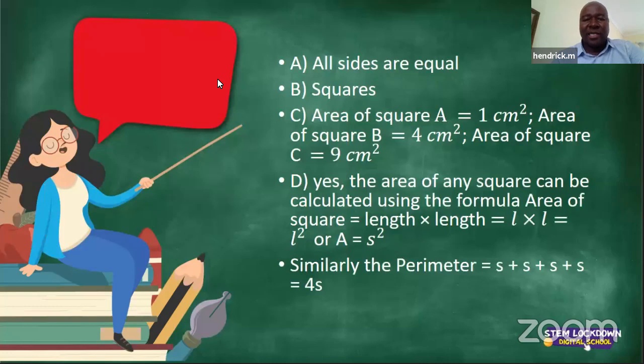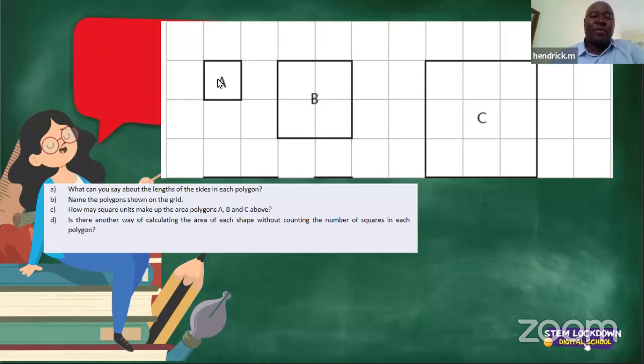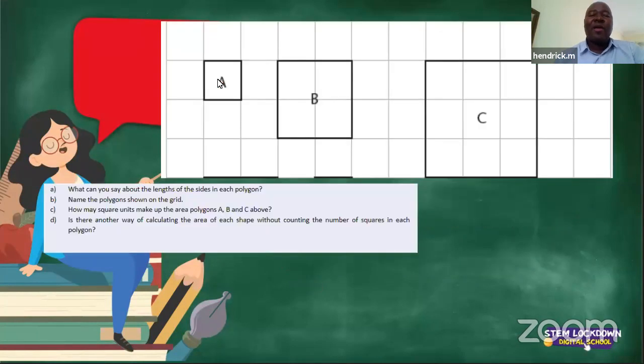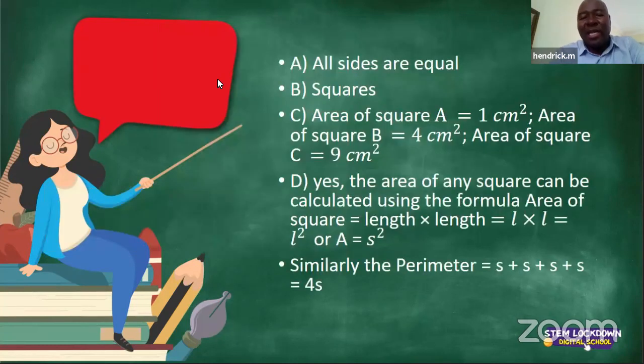And of course, you can see these are our answers to the first question. The first question wanted to know what you can say about the length. All sides are equal. That is what we can say about the length. And of course, you can see that A there means that all sides are equal. If you go back and look at B, the names of polygons shown on the grid, we answered that. We said the names are the squares.